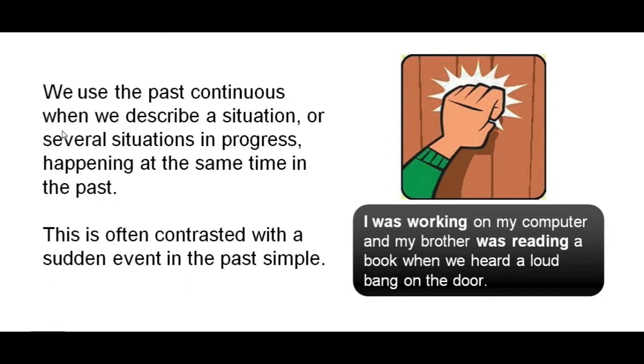Now, we use the past continuous when we describe a situation or several situations in progress happening at the same time in the past. Now, this is often contrasted with a sudden event in the past simple. Have a look at the example over here. I was working on my computer and my brother was reading a book when we heard a loud bang on the door.